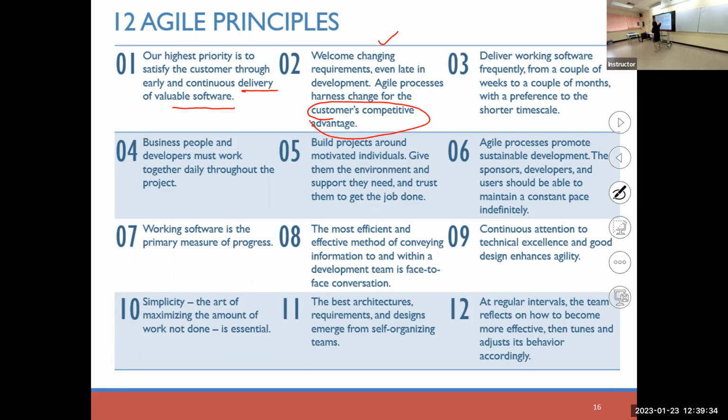Number 4, business people and developers work together daily throughout the project. Keep communication, keep working together, keep the stakeholder involved in the project, period. Okay, number 5, what is it?